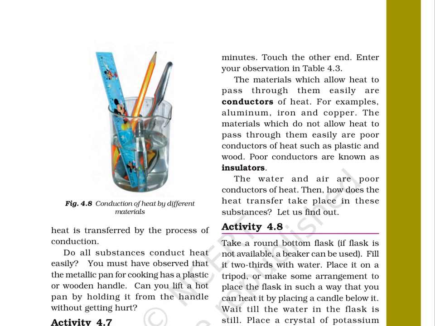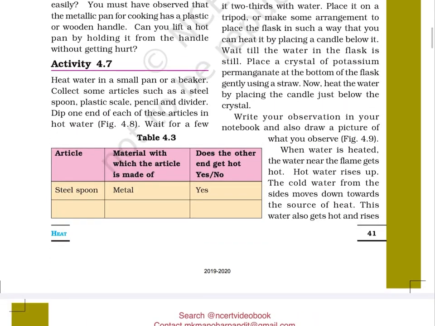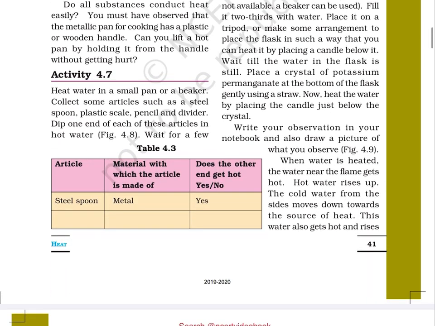Table 4.3. In this table, there are 3 columns. In the first column, the label is article. In second column, the label is material with which the article is made of. In the third column, the label is: Does the other end get hot? Yes or no? An example has also been filled in the table. Article: steel spoon. The material is metal. Does it get hot? Yes.